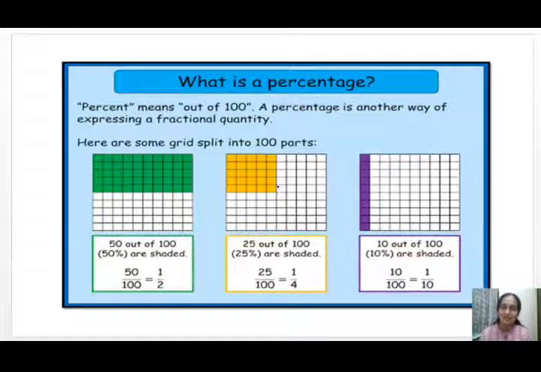Now just look at the second figure. The whole grid is divided into 100 parts. How much of it is shaded? How many boxes are shaded yellow? 25 boxes are shaded yellow, right?